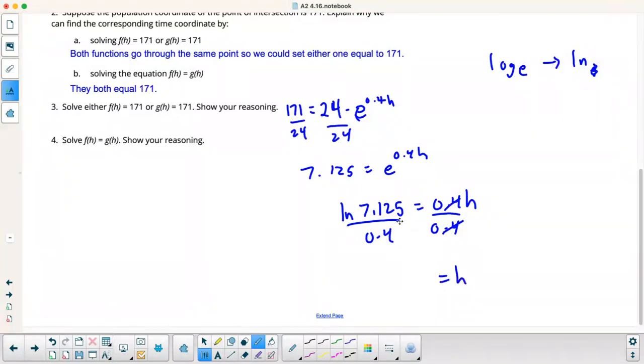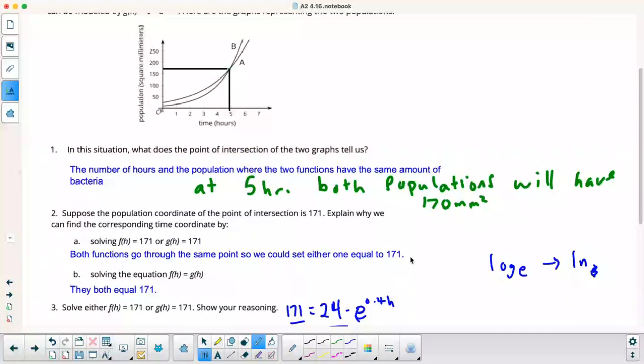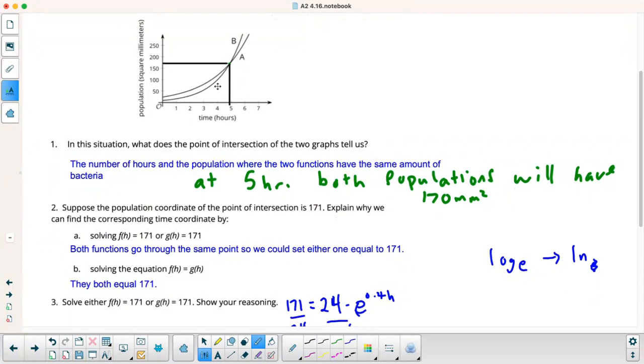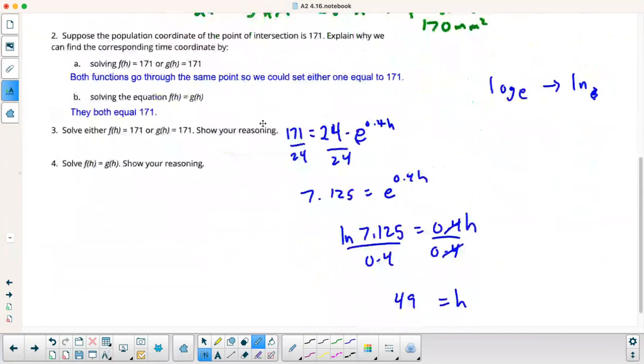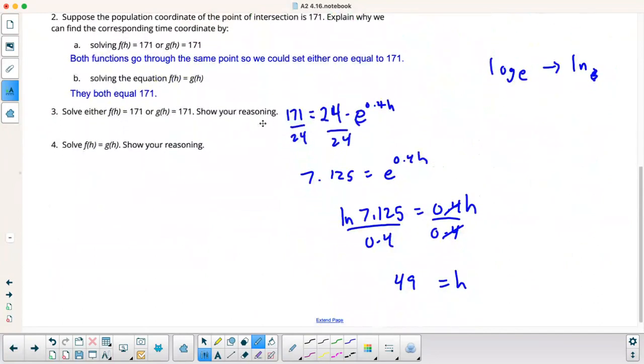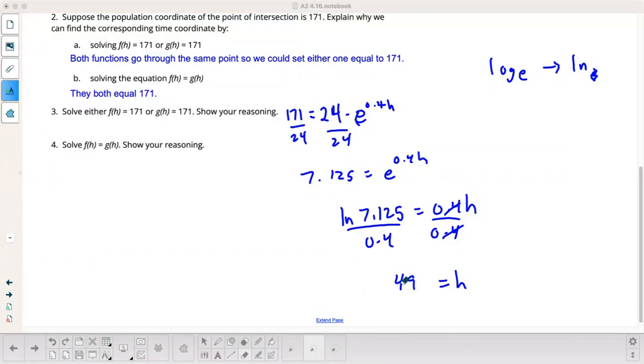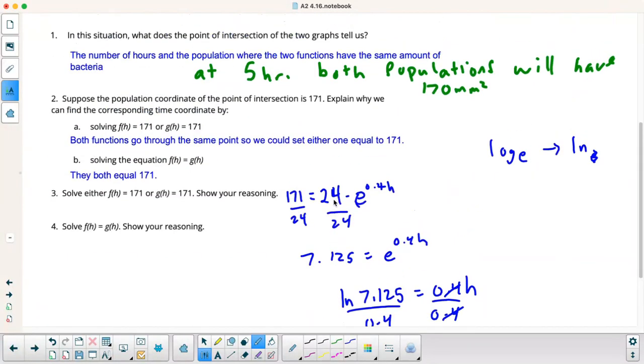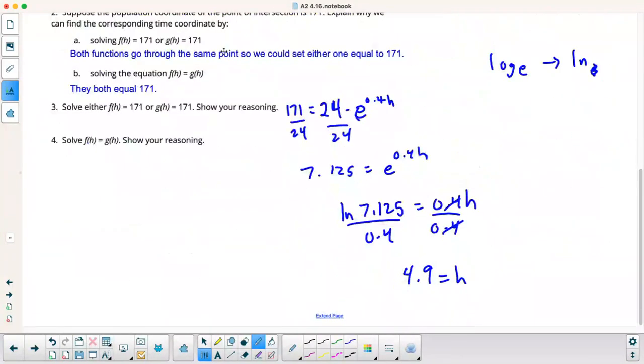Now this is exact. If I want it in decimal form, I type in natural log of 7.125 divided by 0.04, and I get 49. Why is it 49? Why did I not get 5? It should be 5 hours. Okay, I looked at my math and I typed it in wrong in my calculator. Natural log of 7.125 divided by 0.4. I typed in 0.04, that's why I was getting the wrong number. It's 4.9 hours, which is pretty much what it looks like on the graph. Now I said 5, but 4.9. Okay.